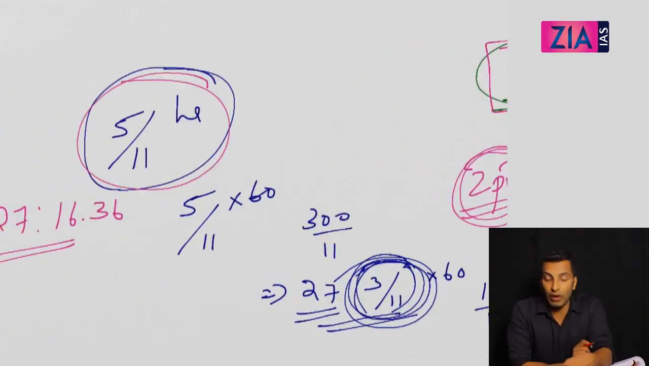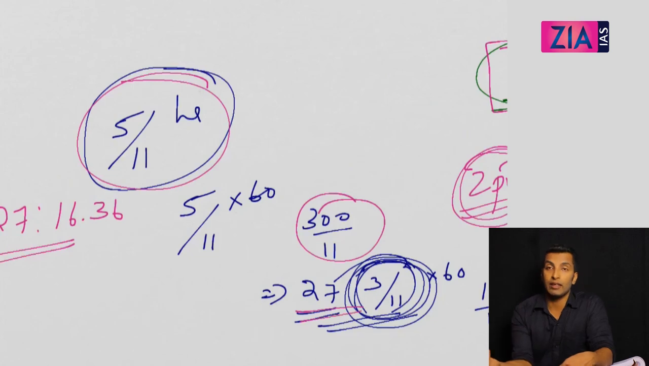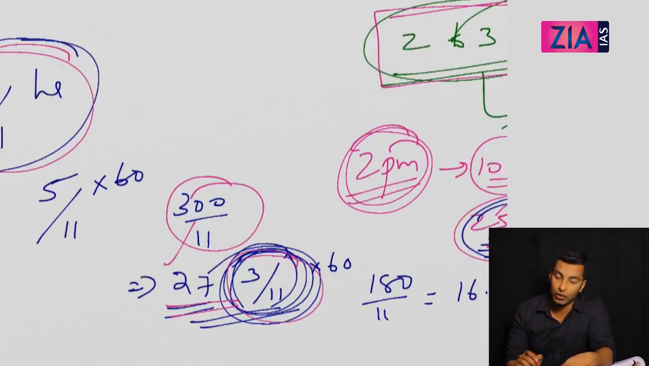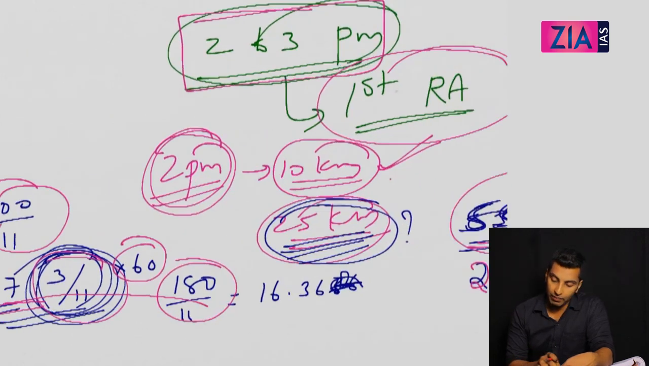And what is 5 by 11 of 1 hour? Convert into minutes. We get 300 by 11, 27 point something. If your options are like 2:27, 2:28, 2:29, 2:30, then you can mark it as 2:27. But if two options are having 2:27 and then seconds, like 2:27:16 and 2:27:89, then you need to do this process. This 3 by 11 you convert to seconds by multiplying with 60. So 180 by 11 means 16.36.